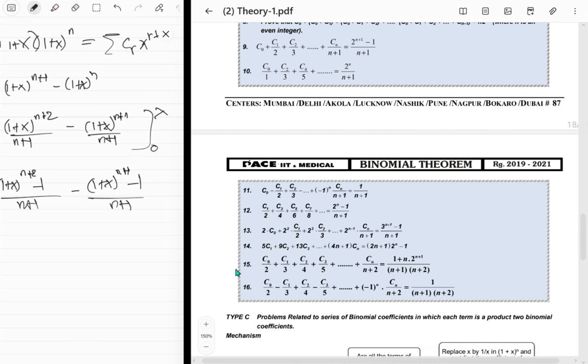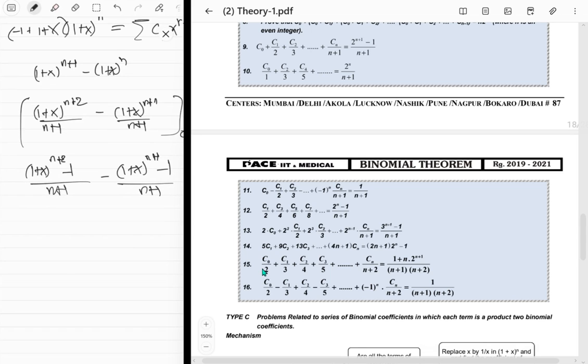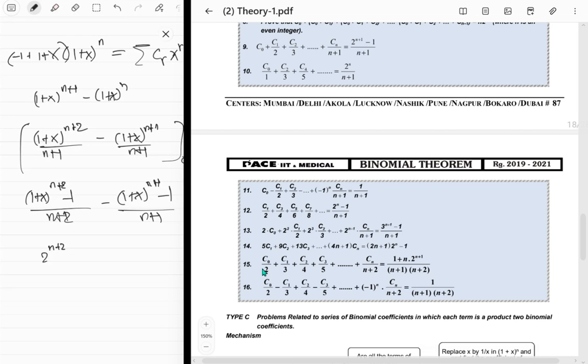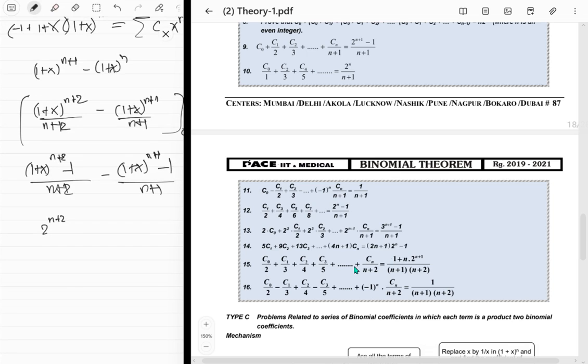Now we put x equal to 1 to get the 15th term, and that gives us 2 power n plus 2. You will have to cross multiply anyway, so we'll just do it directly. We take 2 power n plus 1 common. When you cross multiply, you get n plus 1 times 2, so 2n plus 2, and then minus n plus 2, so minus n minus 2. The other minus 1 is not affected by this exponent.